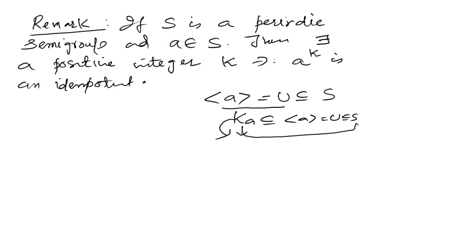For every element of a periodic semigroup, some power of that element exists such that the resultant element is an idempotent of the semigroup S. Some power of every element is an idempotent. Some integer k exists such that a power k is an idempotent.